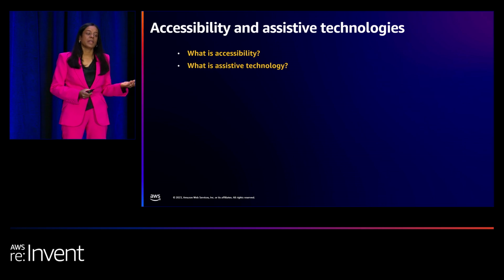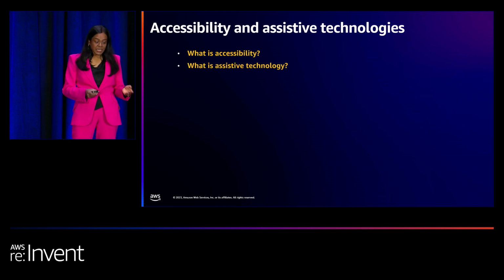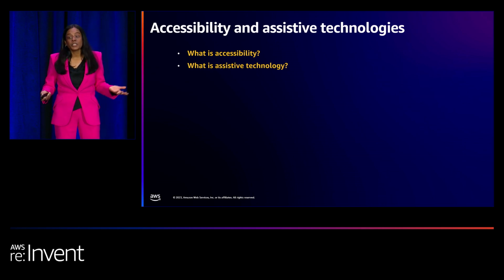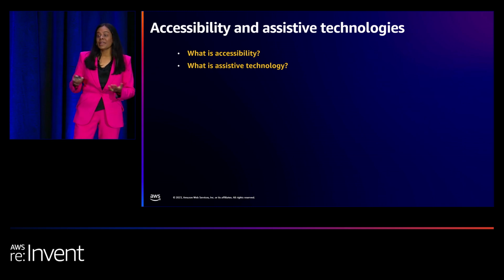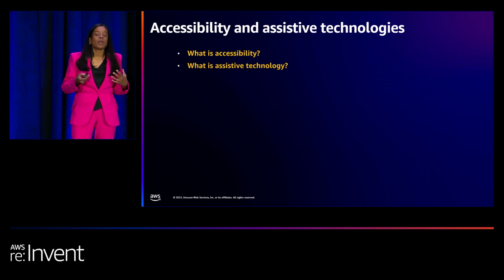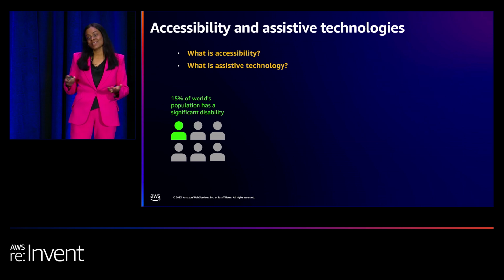Why do we care about accessibility? First and foremost, it's the most human thing to do, right, to care about others, because if we exclude people, we're creating barriers, and therefore the products that we create become inaccessible to everyone.